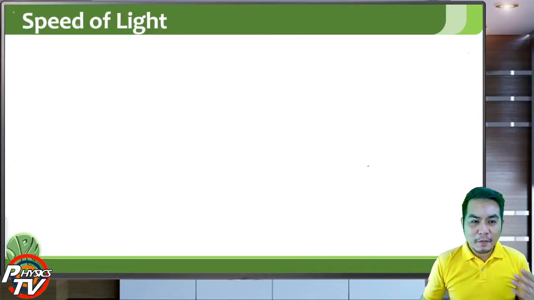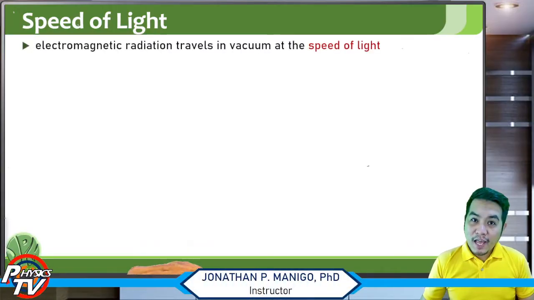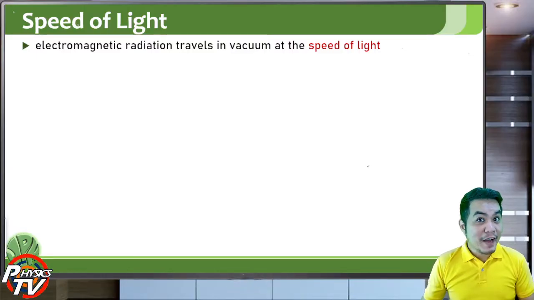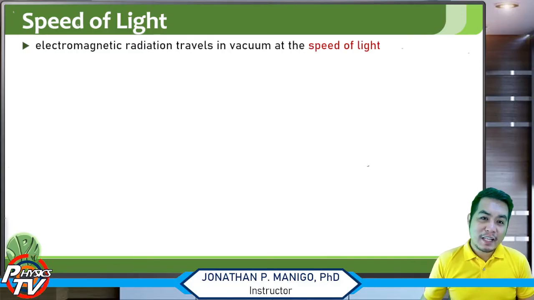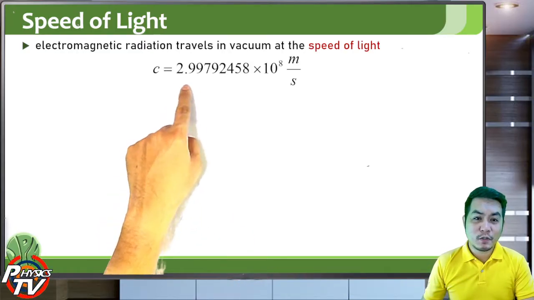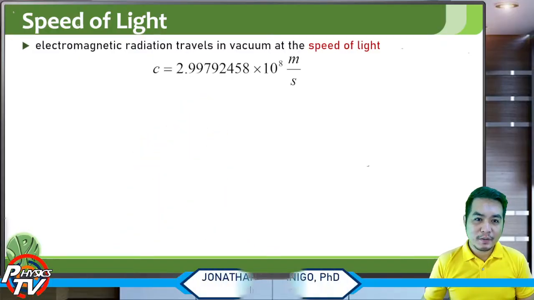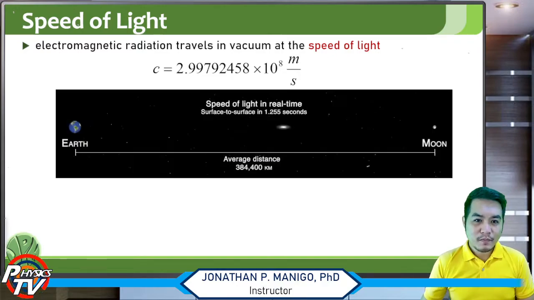Okay, another property of light is its speed. All electromagnetic radiation or all light that travels in vacuum, in empty space, travels at the speed of light, 2.99, or we'll just round this off to 3 times 10 to the 8 meters per second. So this is what we call the speed of light in vacuum.